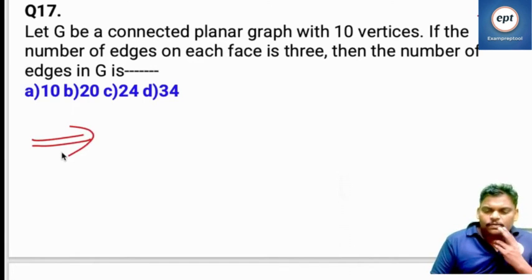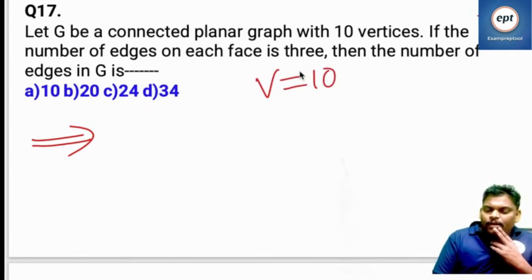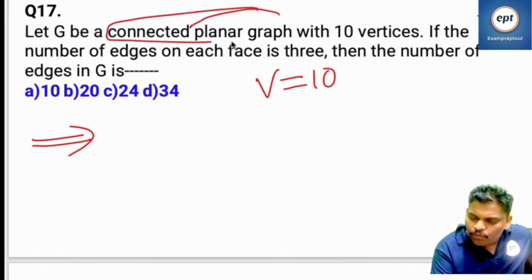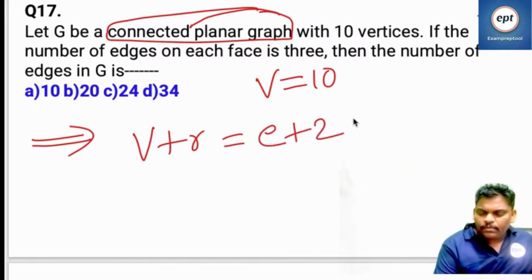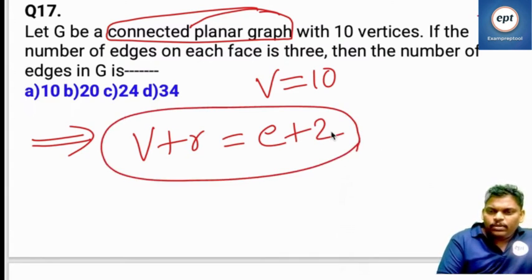What is the answer for this? Vertices 10. The number of edges on each face is 3. Then the number of edges in G is. Connected planar graph. What is the formula? V plus R is equal to E plus 2. Am I right?